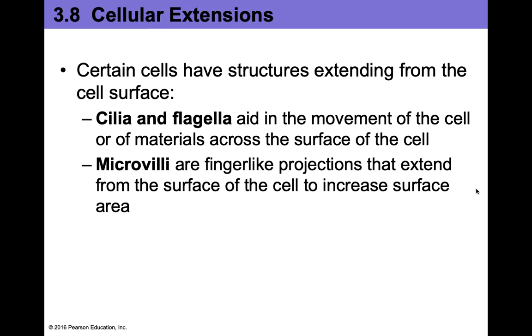So as we talked about, our cilia and flagella are on the exterior surface. Certain cells have structures that extend from the cell surface to help with movement, and cilia and flagella aid in the movement of cells or of materials across the cell surface. Cilia are often present in areas where you need to sweep or move things along, like mucus. We also have microvilli, which are finger-like projections that extend from the surface of the cell to increase surface area. This helps with absorption of nutrients and water, and they're also mobile, moving a little bit to help move things along your intestinal tract.